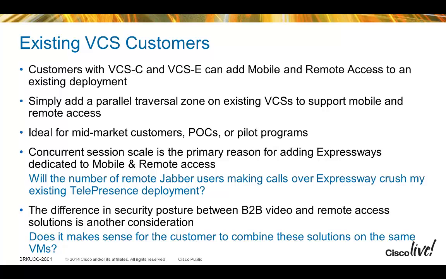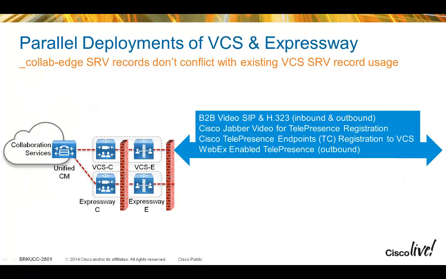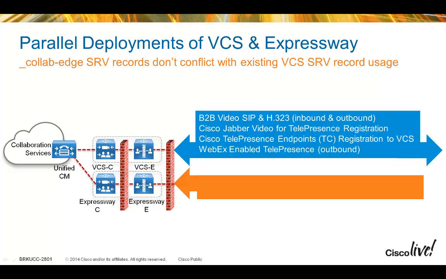All right, so let me jump back. This is that parallel deployment, right? I think I've got too much scale. I want to do a lot of Jabber clients, and I don't want to completely overrun my VCS telepresence deployment. I'm doing a bunch of services today in my VCS. You don't have to be doing all of these, but these are a number of things that you could be doing, in the blue box. I'm going to add Expressway C and E, and since I'm using this collab-edge record for MRA, I don't have to worry about an SRV conflict. We're not using underscore SIP or SIPS, so we don't have any sort of SRV conflicts with MRA.